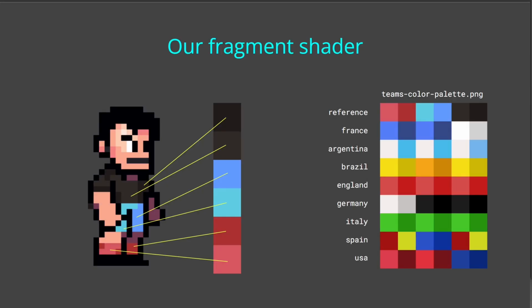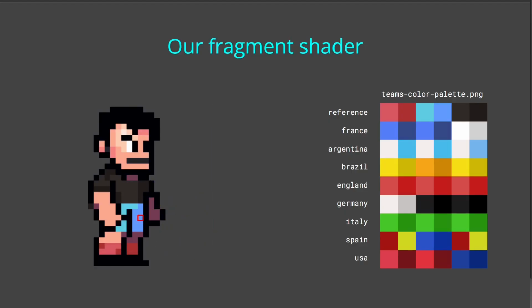Now, remember that fragment shaders are executed for every single fragment. So for the sake of understanding here, we'll just look at an example for this specific fragment. Here, a pixel on the shorts of the player. And the objective will be to recolor that pixel so that it matches the German team.